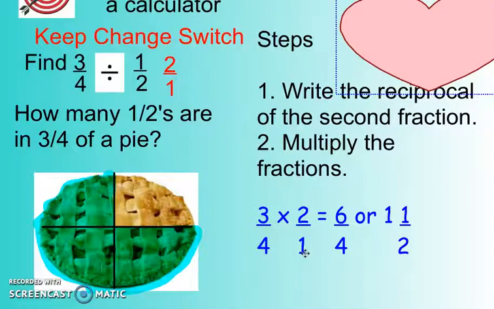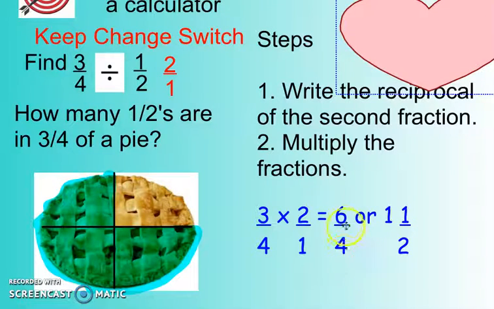And now when I multiply this, I can simplify first, or I can multiply straight across and then simplify later. And so 3 times 2 is 6, 4 times 1 is 4. 6/4 is an improper fraction, and I don't ever want to leave it like that, so I'm going to change it to a mixed number.